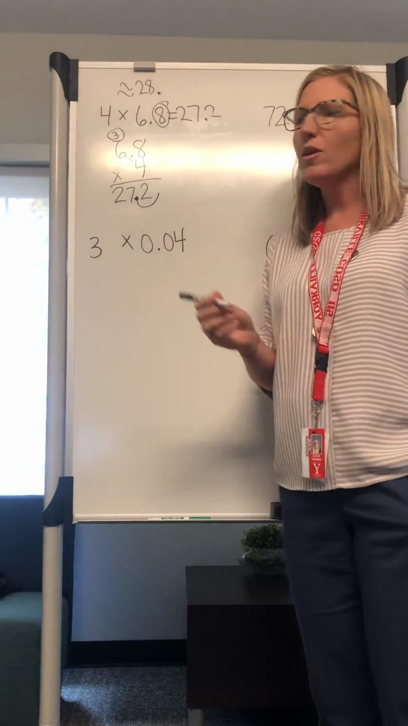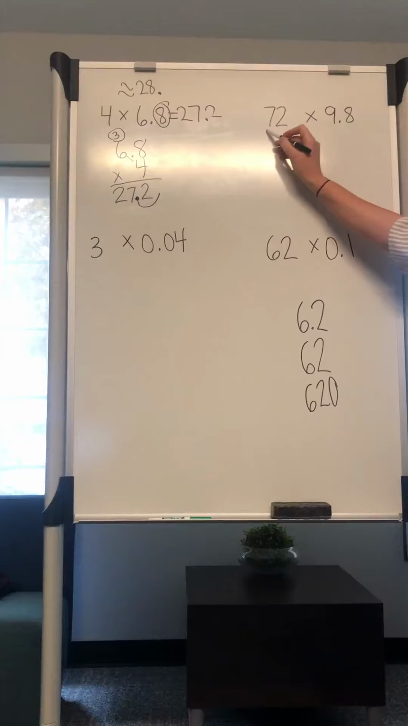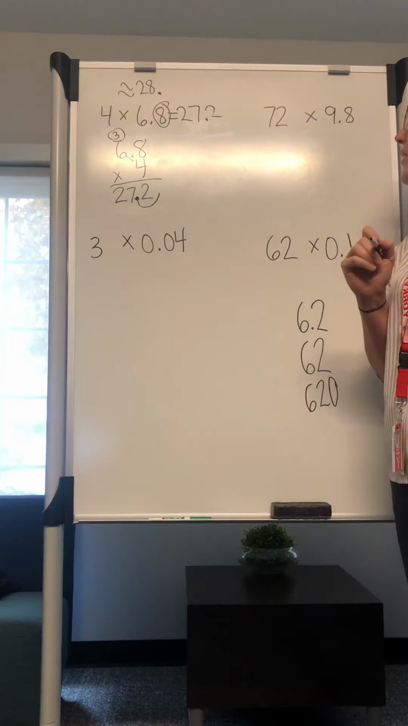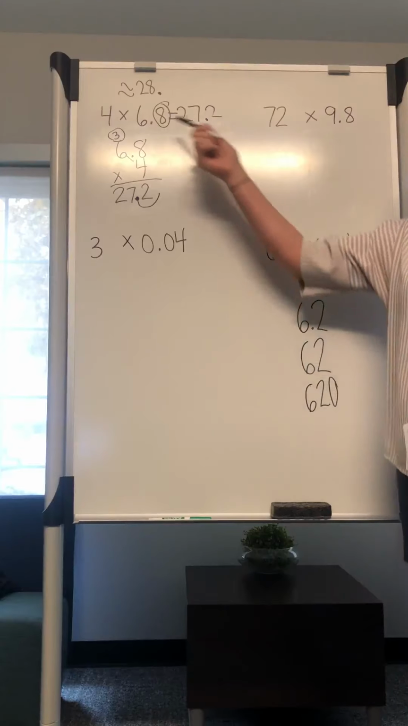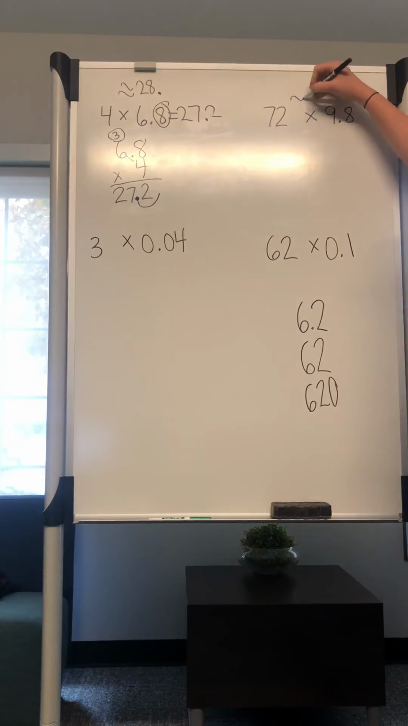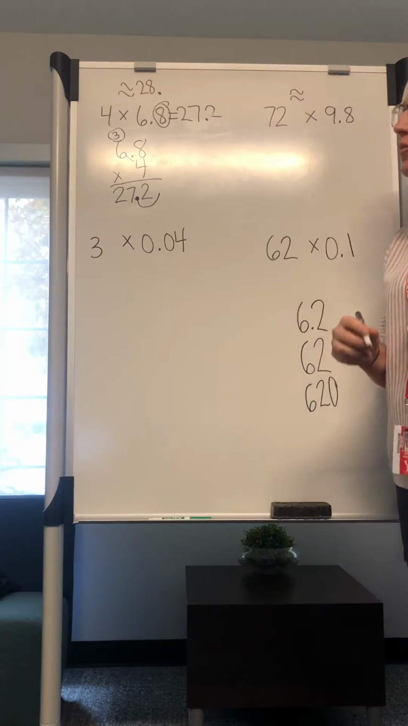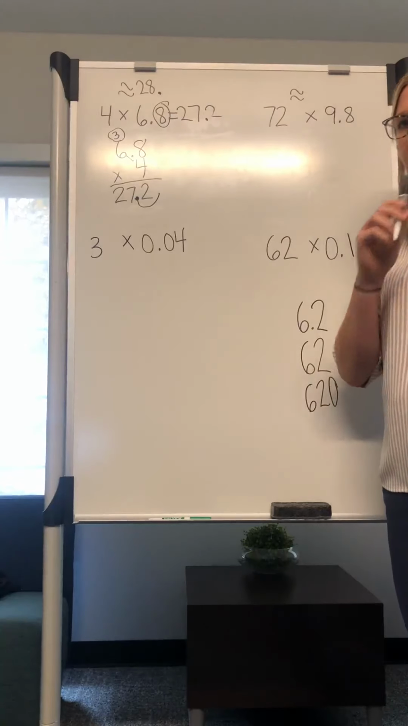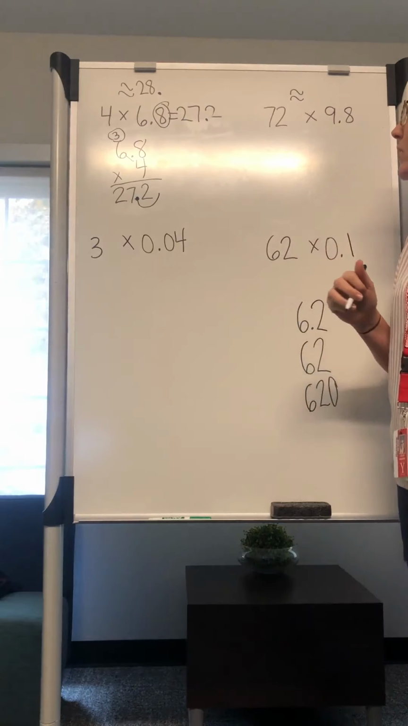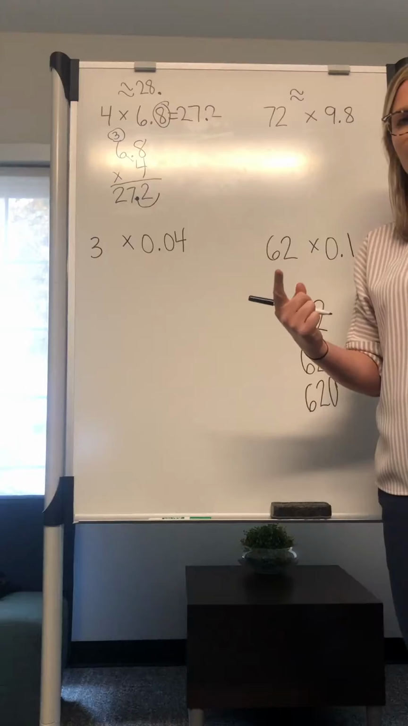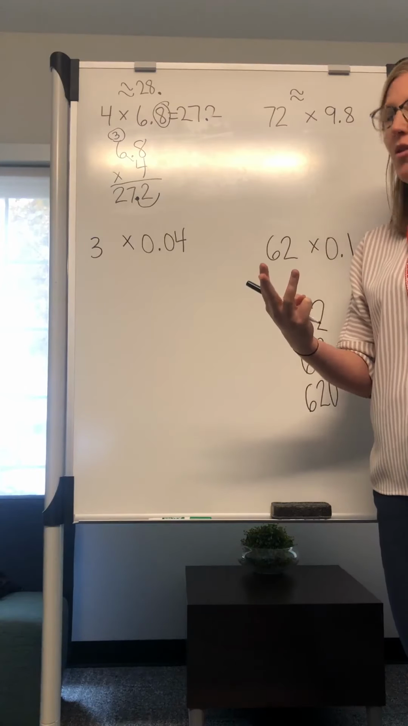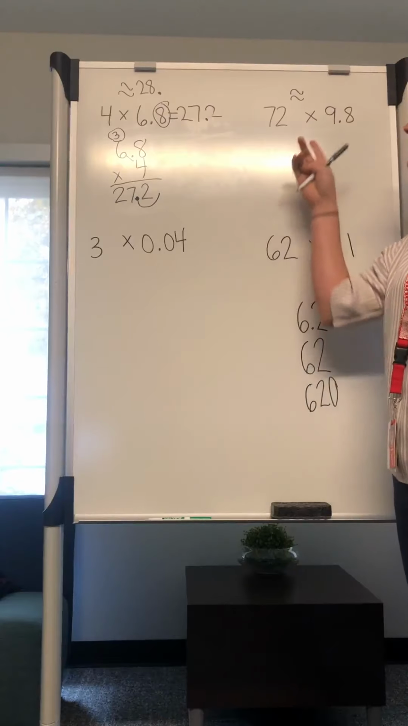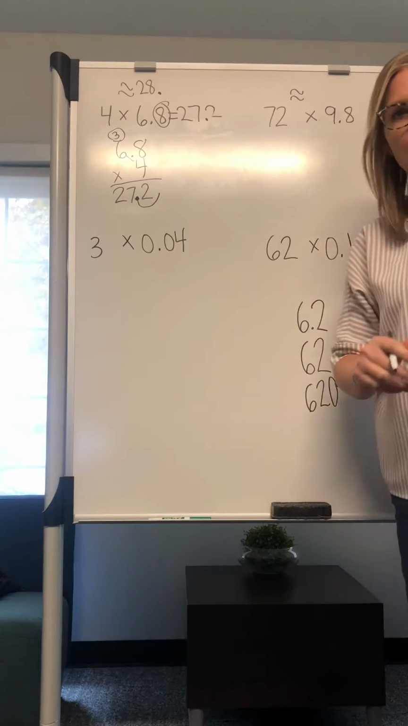So pause the video and I want you to look at this next one, 72 times 9.8, and see if you can use estimation to figure out what you would get. And I want you to go check in with Janae, Gianna, Henry, or Dylan today for what that estimation could be.